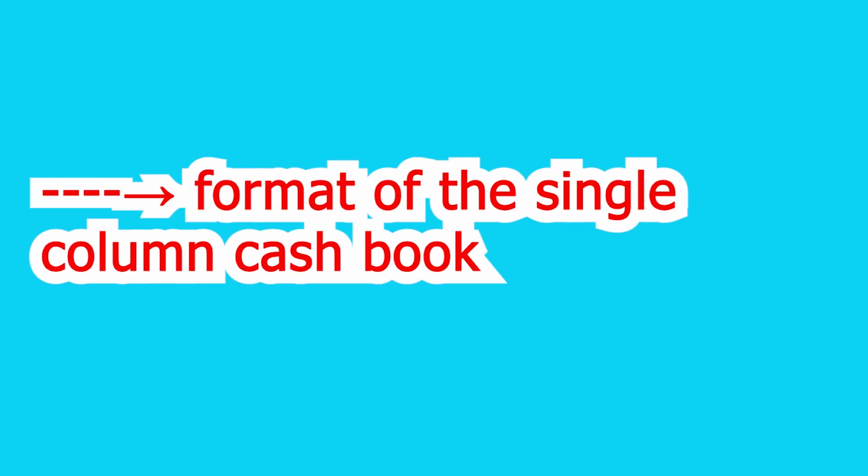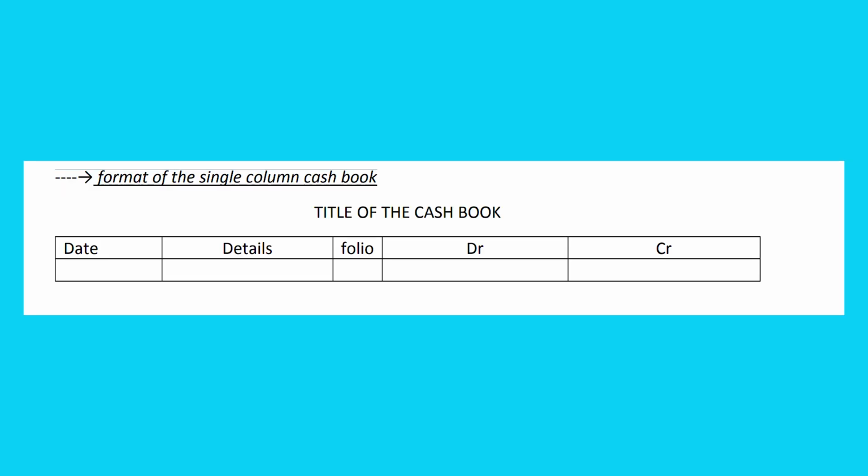So let us now look at the format of the single column cash book. It starts with the title of the cash book. Then in the first column we have the date, in the second column we have details, in the third column we have folio, in our fourth column we have our debit, and in our last column we have our credit.